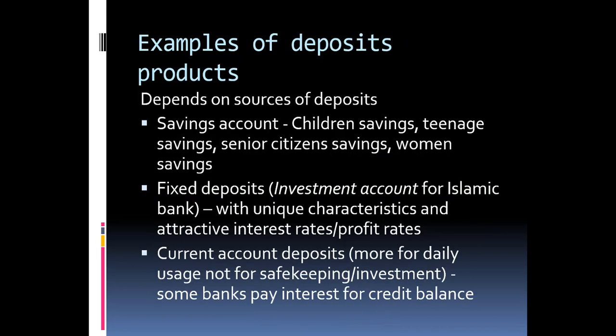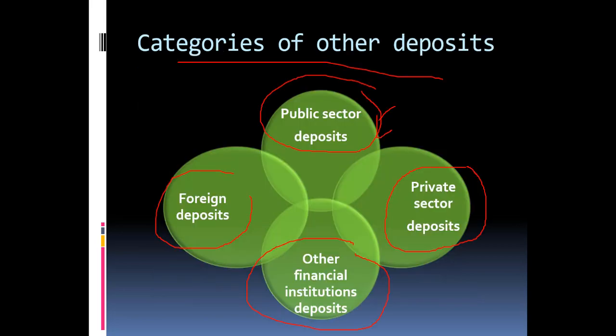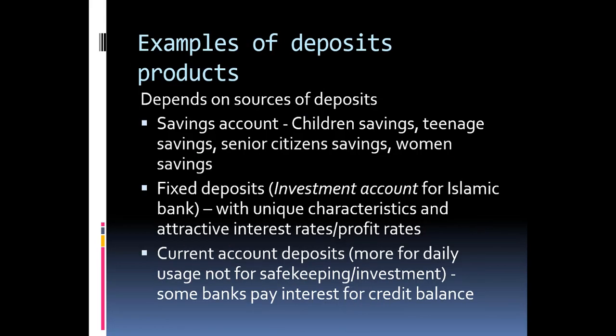And then these are examples of deposit products, which depend on the sources of deposit that we want. The first refers to the saving accounts, which refer to the demand deposit. For the saving account, we have children saving, teenage saving, senior citizen saving, and also women saving. This is the basic saving, where we can withdraw our money anytime that we want.